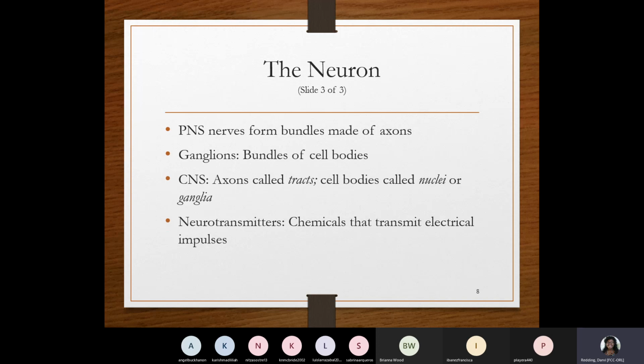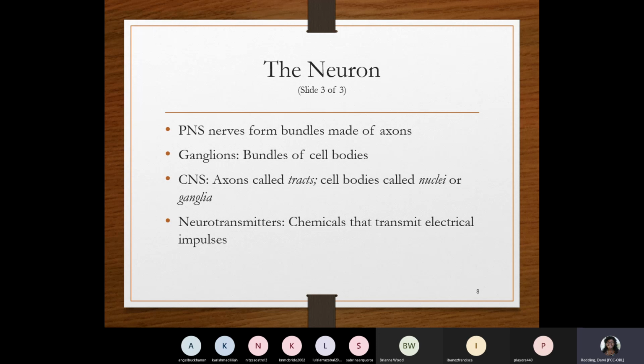In continuing learning about the neuron, we'll learn that the PNS nerves form a bundle, which is made up of axons. And then you have different types of cell bodies. The bundles of the cell bodies, an example of that would be called ganglions. And then with the CNS, the axons are called tracts, and the cell bodies are called the nuclei or the ganglia.